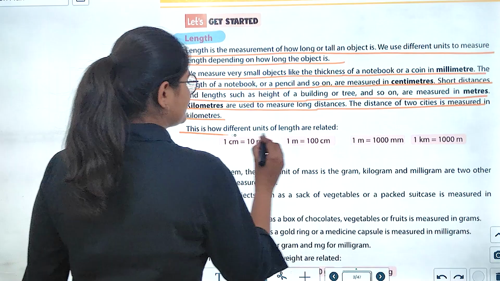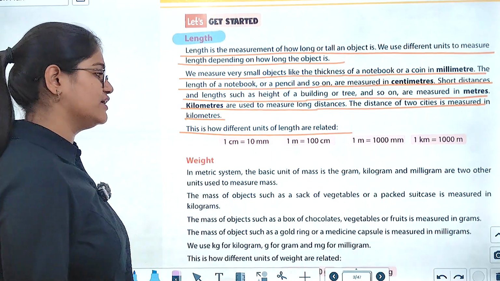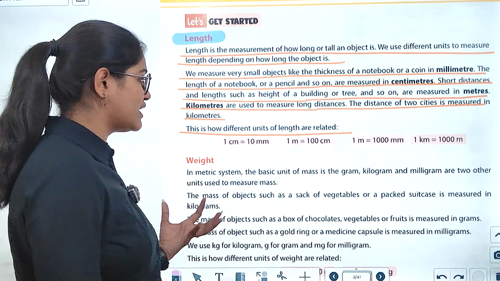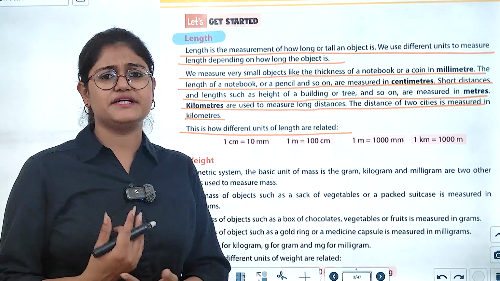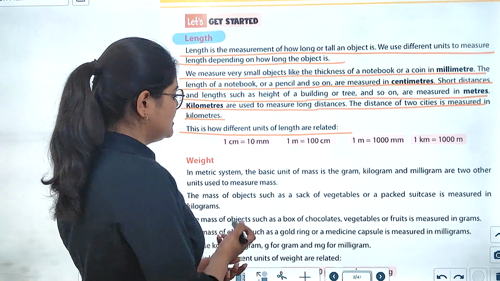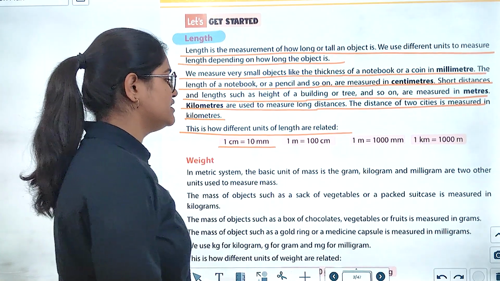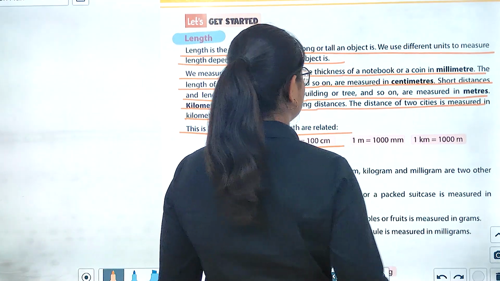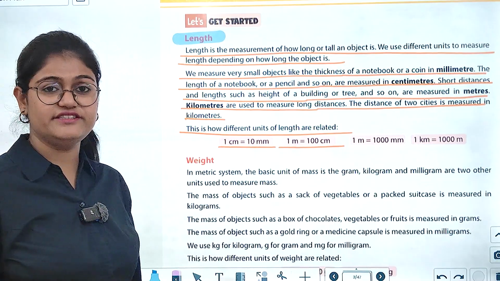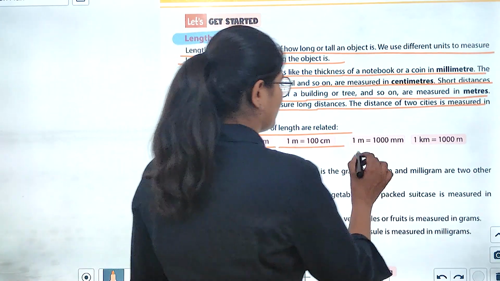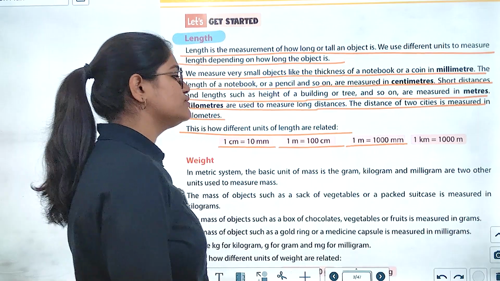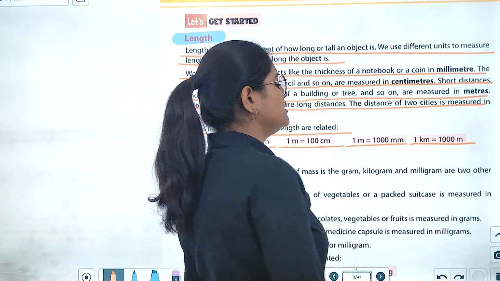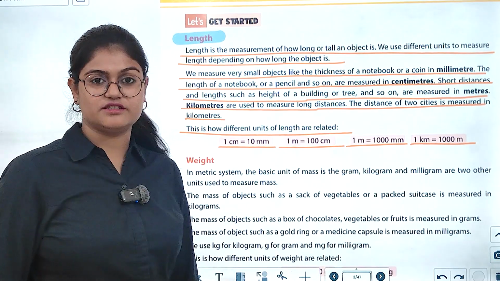Now, this is how different units of length are related. In this way, we can say that all the other units of length are interconnected. How? That means 1 centimeter is equal to 10 mm. 1 meter is equal to 100 centimeters. 1 meter is equal to 1000 mm. And 1 kilometer is equal to 1000 meters. Right?